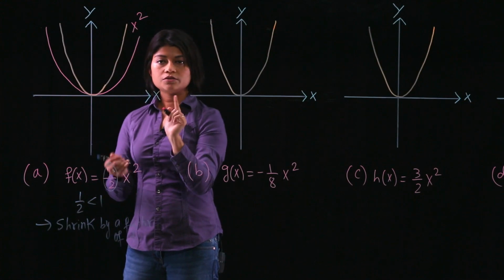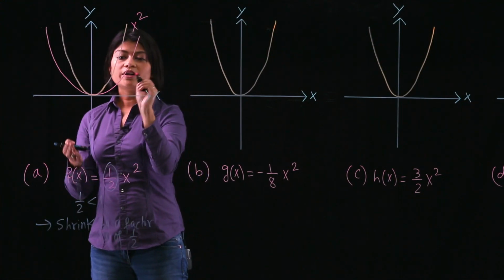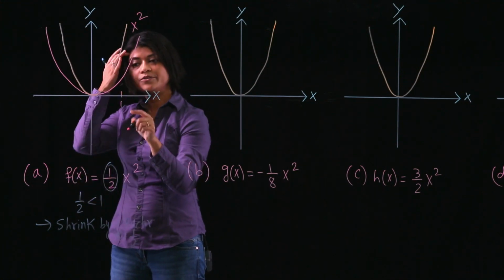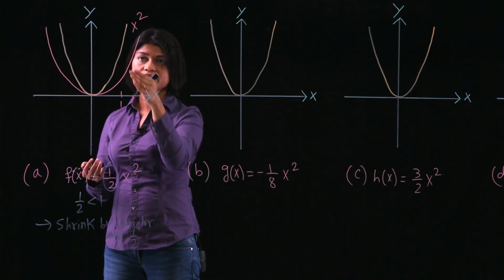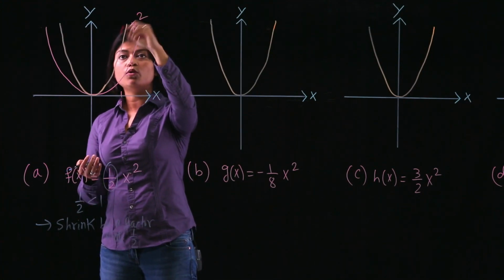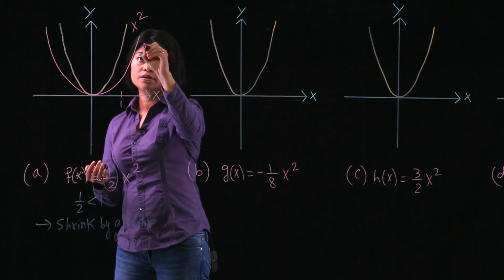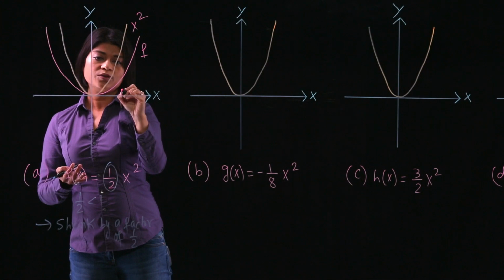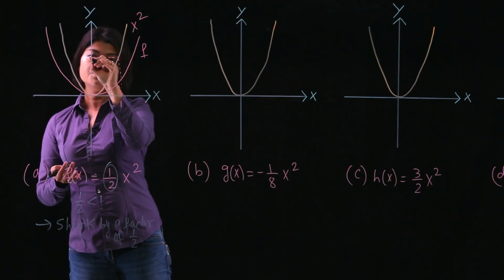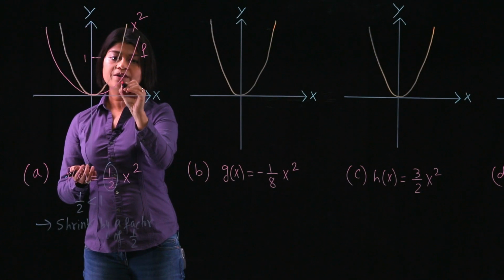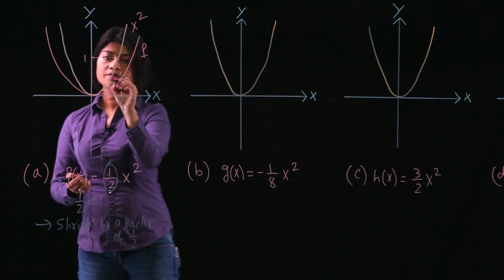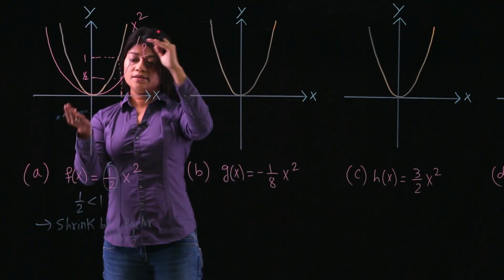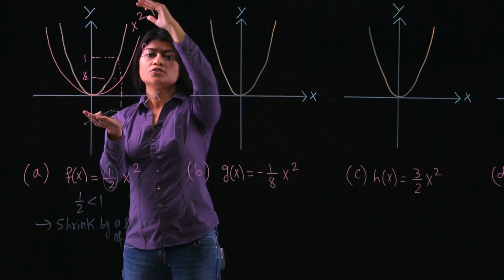Just to make sure that you understand, if you pick an x value, say x equals 1, and compare the y values for these two graphs, the top one is x squared and the bottom one is our function 1/2 x squared. At x equals 1, the y value for x squared was 1, but the y value for 1/2 x squared is 1/2. So that's what it means by this new graph being shrunk.